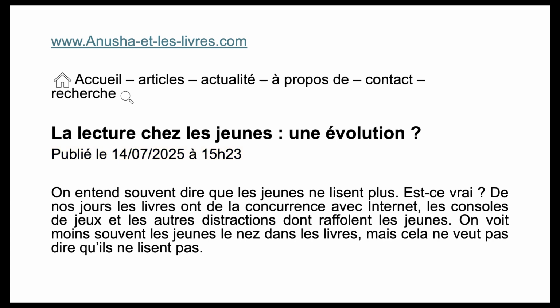First, notice the use of "on". It helps to generalize and include the reader. Then with "est-ce vrai", we have rhetorical questions, used to engage the audience right from the start. In the sentence, there's also mention of activities typically associated with young people, and you will notice the use of "dont" to introduce a complex relative clause, which adds variety to the sentence structure.